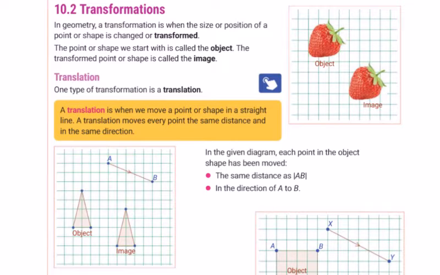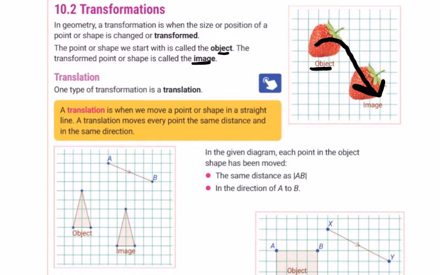In this video we're going to look at transformations. So in geometry, a transformation is when the size or position of a point or shape is changed. Now we're not going to be dealing with strawberries, but you can see this strawberry has gone from here to here. The image has been transformed or translated. The point or shape we start with is called the object, and then the image is where we get to.